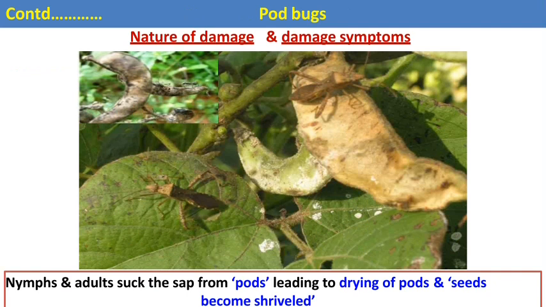For the control of both these sucking pests, aphids and pod bugs, we can spray the crop with different systemic insecticides. Imidacloprid, thiamethoxam, acephate or dimethoate are some of the recommended insecticides against these sucking pests. For the control of the aphids, we can also use Verticillium lecanii. It is a very effective biopesticide. Then the ladybird beetle is another predator of the aphids.